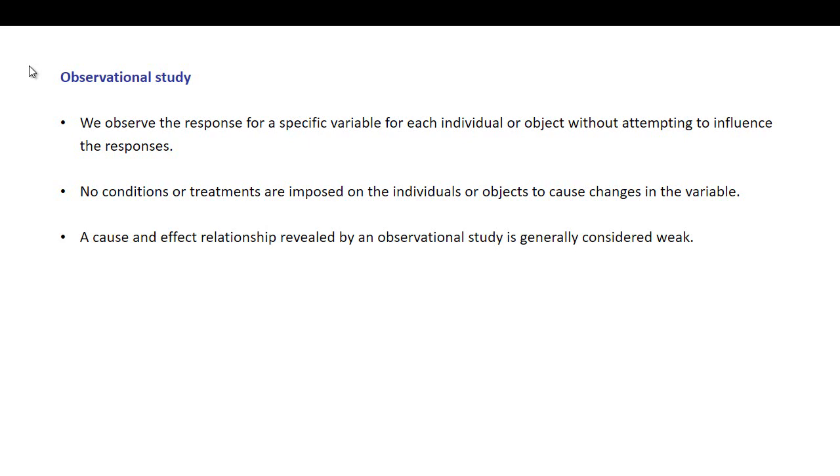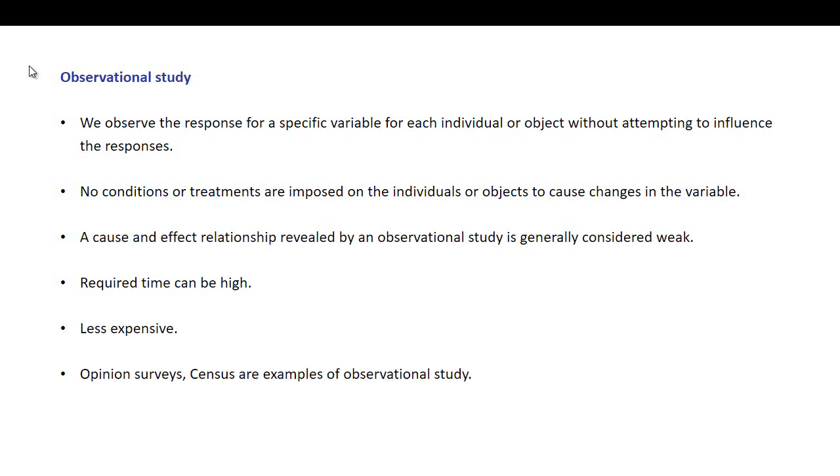A cause and effect relationship revealed by an observational study is generally considered weak. So to study cause and effect relationships, we shouldn't be using observational studies. The required time in many observational studies could be very high. It is less expensive than experimental studies. Opinion surveys and census are examples of observational studies.